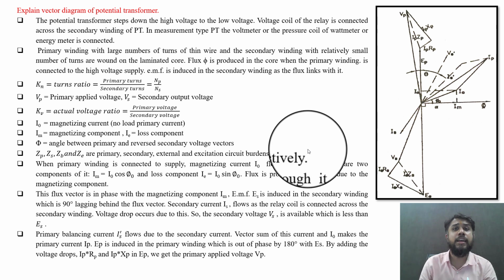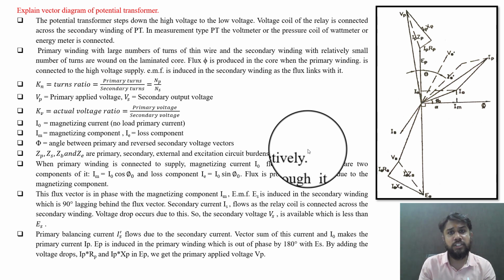In a measurement type of PT, the voltmeter or the pressure coil of a wattmeter or energy meter is connected on the secondary side. The primary winding has a large number of turns of thin wire, and the secondary winding has a relatively small number of turns, both wound on the laminated core. This laminated core is made up of silicon steel stampings.